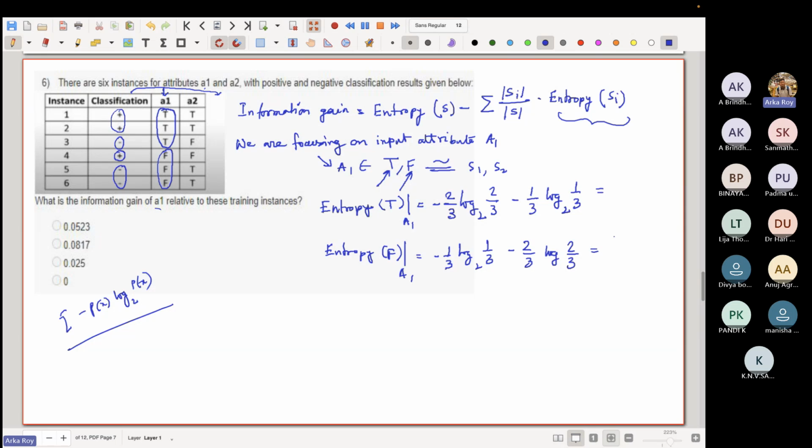So effectively, if you solve the values, I have already solved this. So let me just write the values directly, 0.9183. And effectively, if you just look at these two, they are the same representation. So therefore 0.9183.